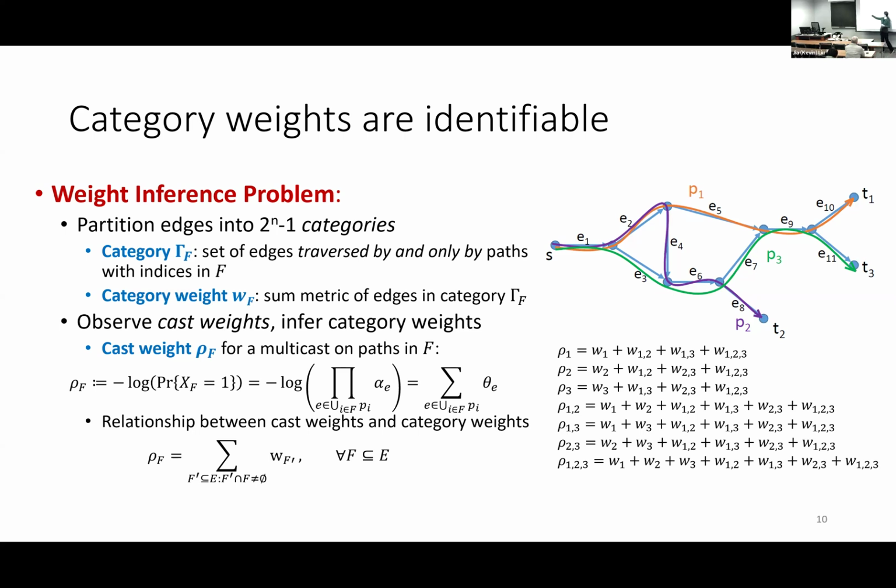For a category, let's say gamma F is a subset of the links in the target network you're trying to measure. By definition, this is the set of links that's traversed by and only by the paths indexed in F. For example, let's say this is a three-path routing topology. Links E5 and E10 here, because they're traversed by and only by path 1, both belong to category 1. And link E9 here, because it's shared by path 1 and path 3, and none of the other paths, belongs to category 1, 3.